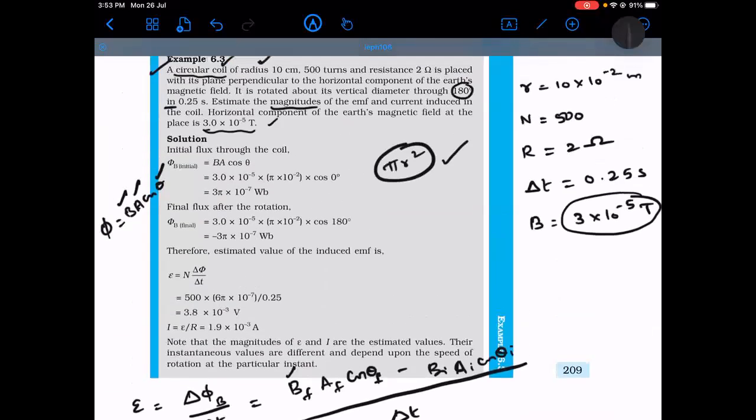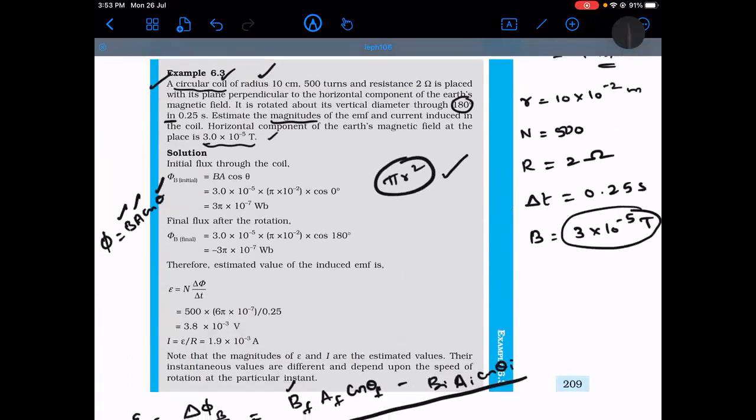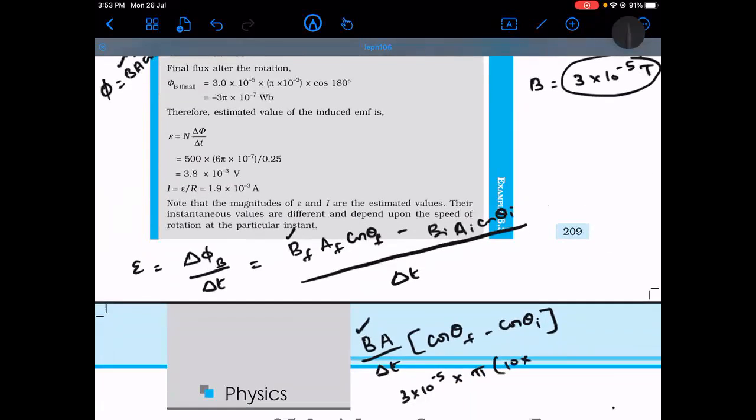What was I telling? Yes. B is there, A is there. So B is 3 into 10 power minus 5. Area is pi into r square, that is 10 into 10 power minus 2 the whole square. The whole divided by 0.25.